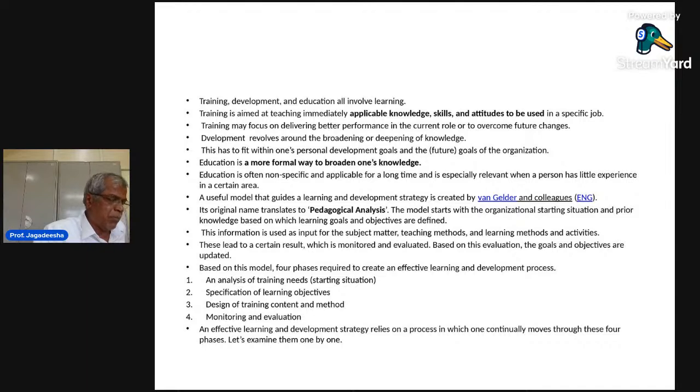to conduct the training and development. You must design the training content. What is the training content? Whether the training content will be good or bad, that you need to identify, a very apt design of the training content. You must design the content carefully in consultation with the experts.